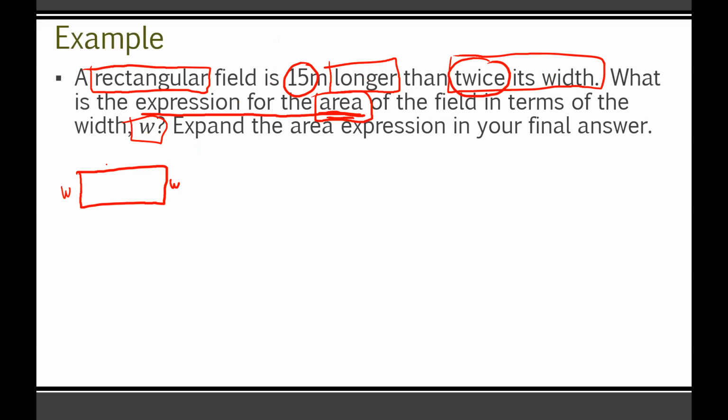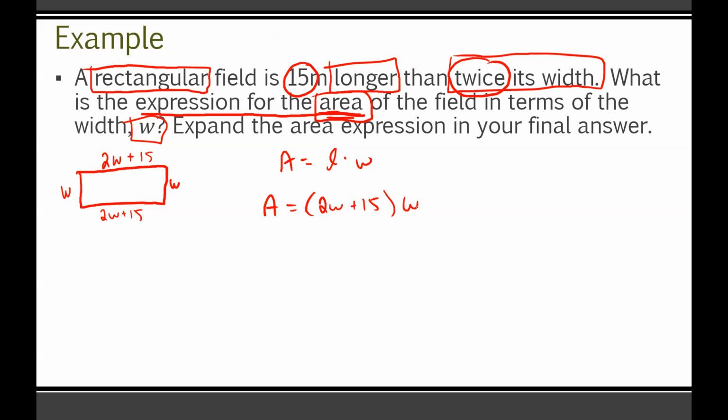Notice it says the field is 15 meters longer than twice the width. Well, twice the width would be 2W. 15 meters longer than twice the width would be 2W plus 15. So we have 2W plus 15 as our length there. We want an expression for the area of the field. Well, area is length times width. The length of the field, though, we know is 2W plus 15. So we can say area equals 2W plus 15 multiplied by W.